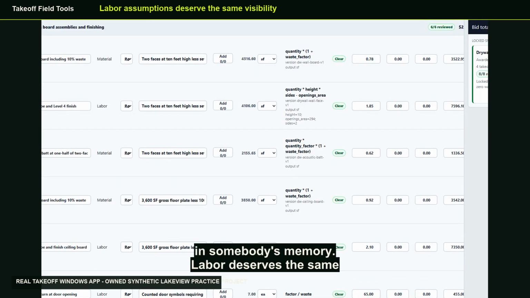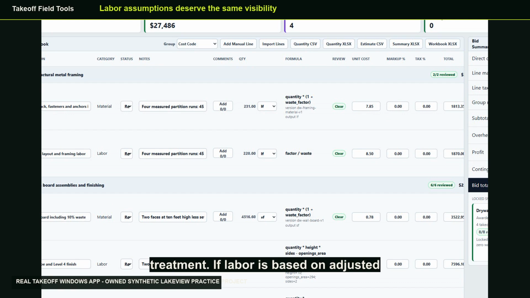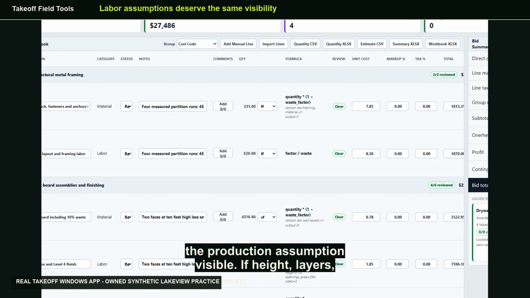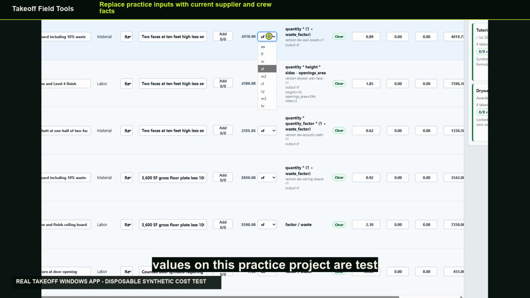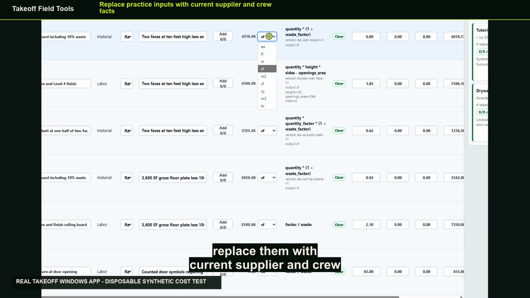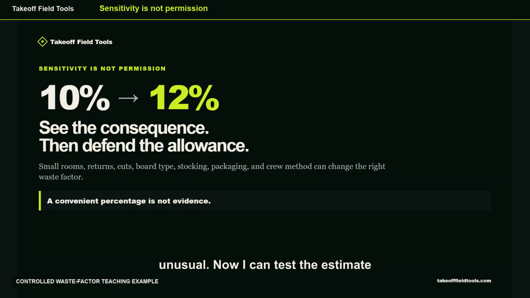Labor deserves the same treatment. If labor is based on adjusted square footage and a production rate, keep the production assumption visible. If height, layers, finish level, access, or phasing changes, the old rate may no longer fit. The values on this practice project are test inputs. On a live bid, I would replace them with current supplier and crew information and keep a note explaining anything unusual. Now I can test the estimate instead of arguing with it.